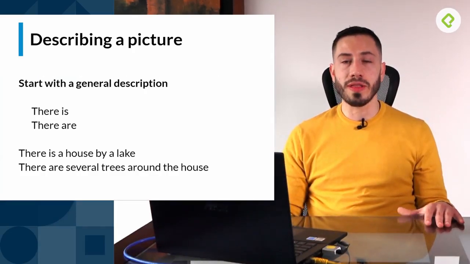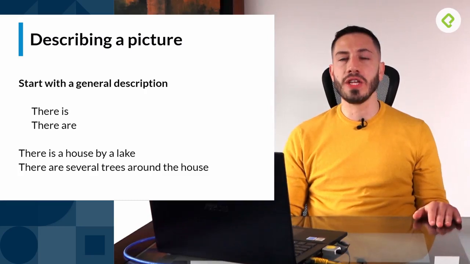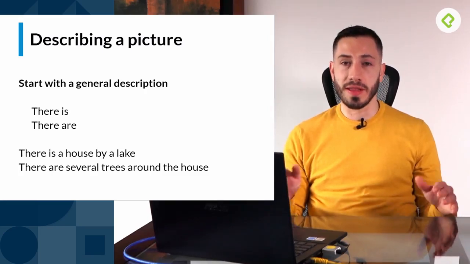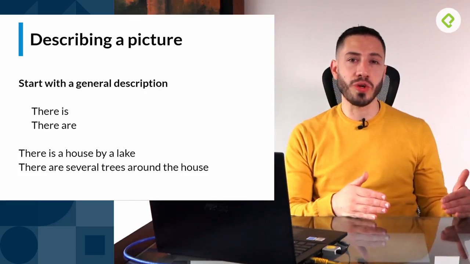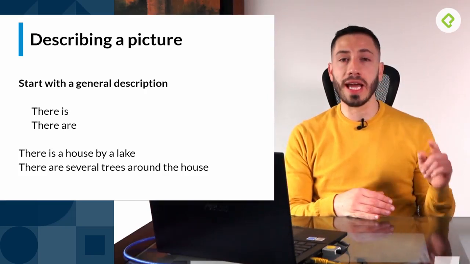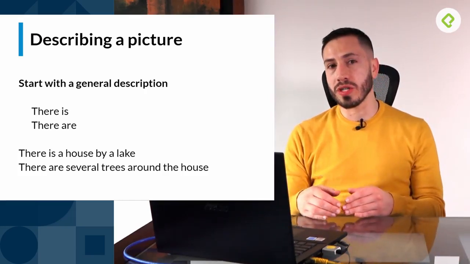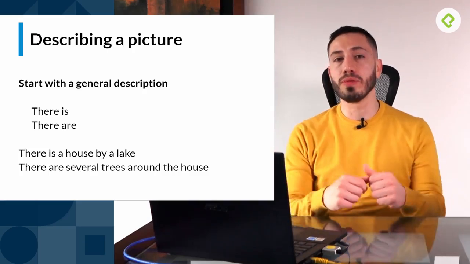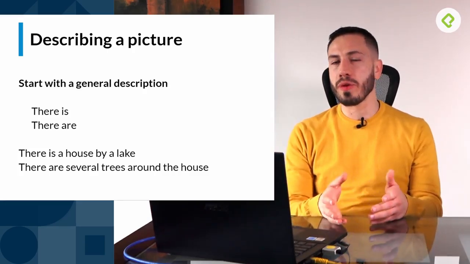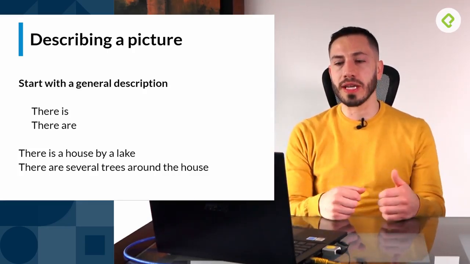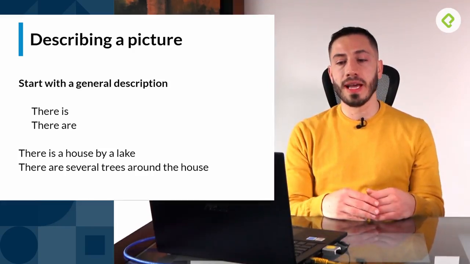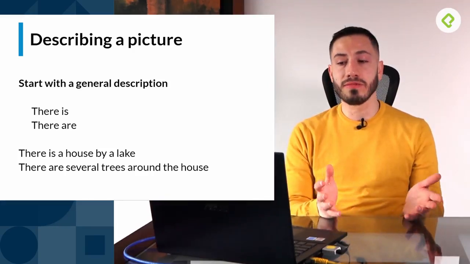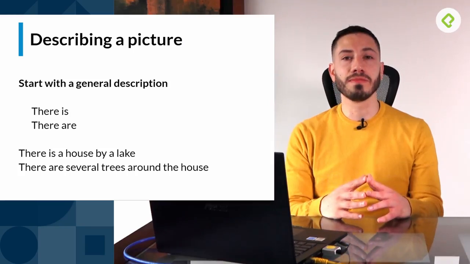You can start with a general description, and you can use the expressions there is or there are. There is when you want to indicate one singular element, or there are when you want to indicate multiple elements. So if you remember from the previous picture, we could say there is a house by a lake, and there are several trees around the house, right?